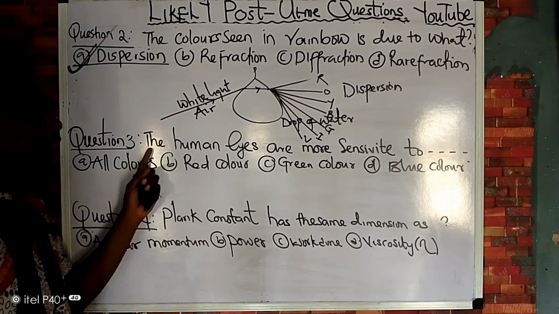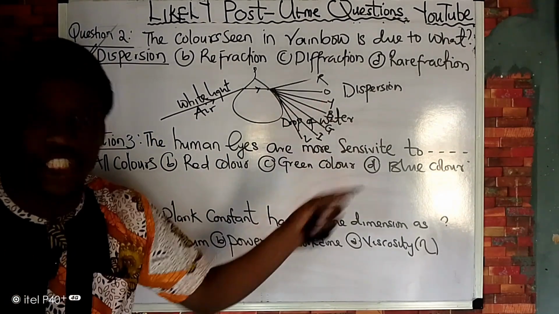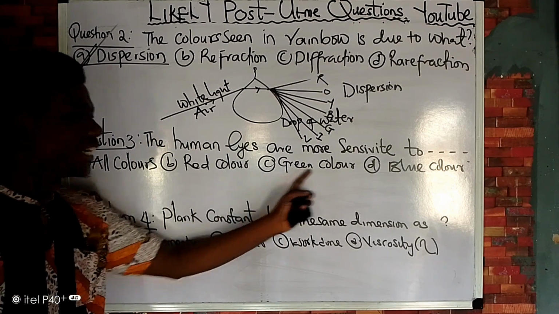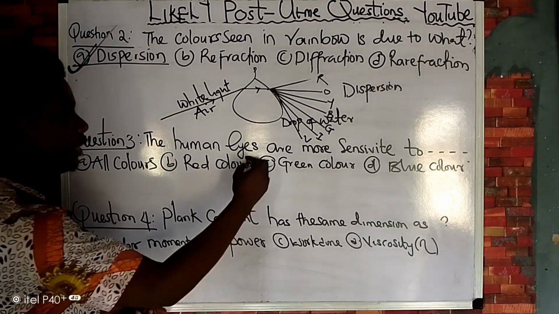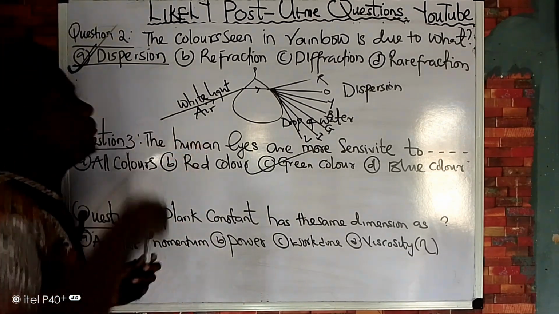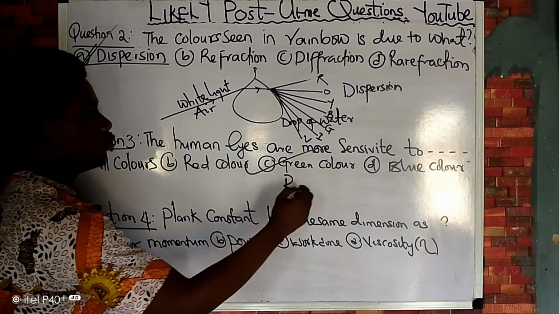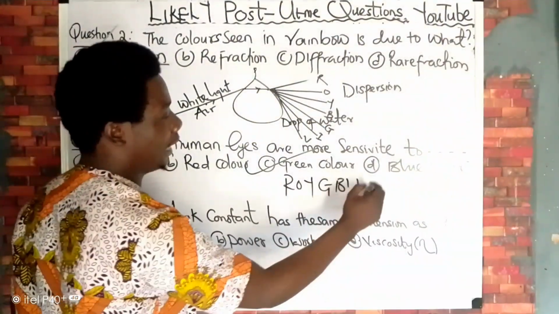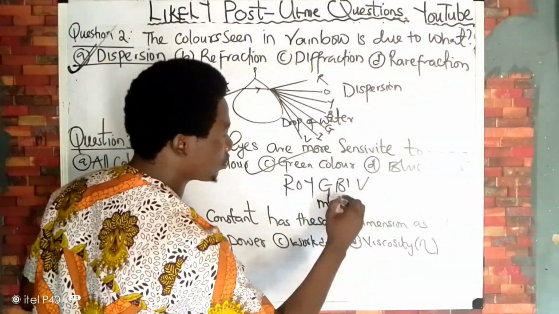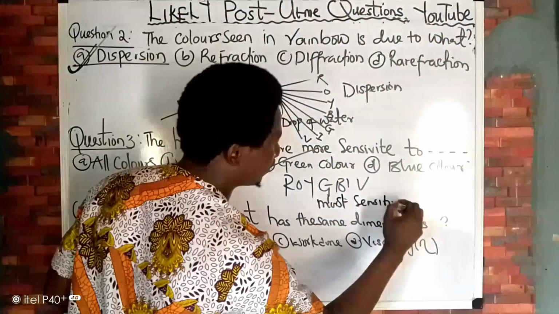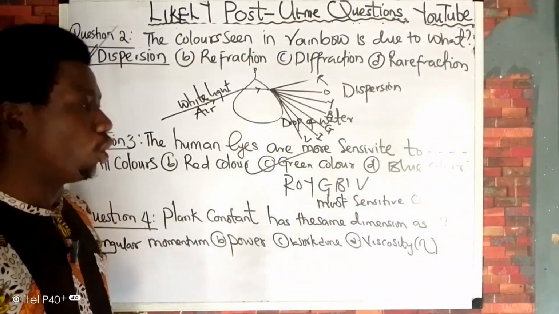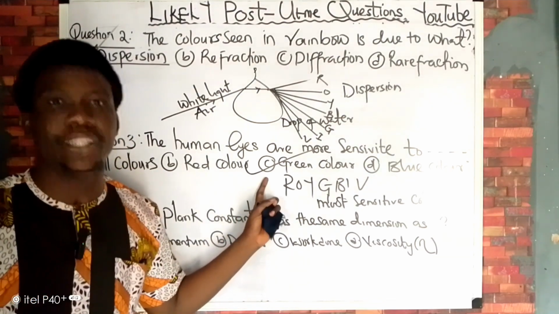Now, question number 3. He said the human eyes are more sensitive to which color? Is it all the colors? Is it red color? Is it green color? Is it blue color? The answer is the green color. Don't forget, in rainbow, the green is at the middle of the colors of the rainbow. Don't forget that. This green is the most sensitive to human eye. The green light is the most sensitive color of light. It must be noted. Green color.